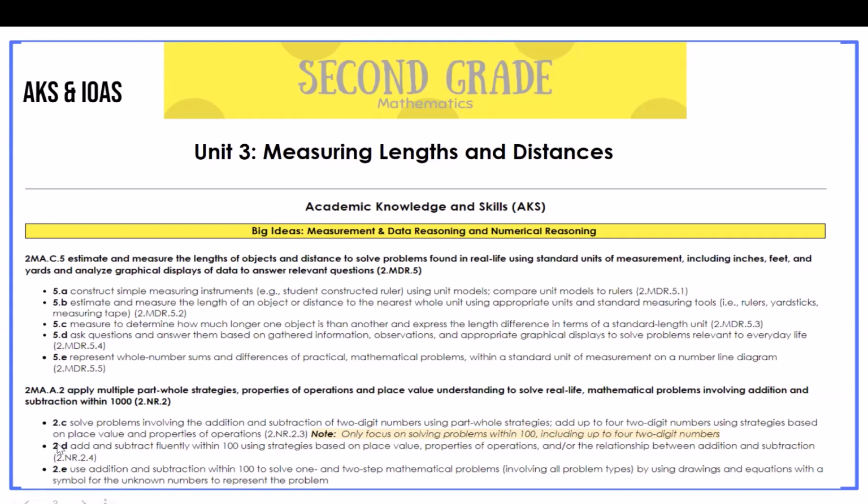Teachers, take note, although it is not shown here, IOA 2A, fluency with addition and subtraction within 20, is ongoing. Reaching fluency is an ongoing process that will be continued through number talks. Students should know all sums of 2 one-digit numbers by the end of grade 2.